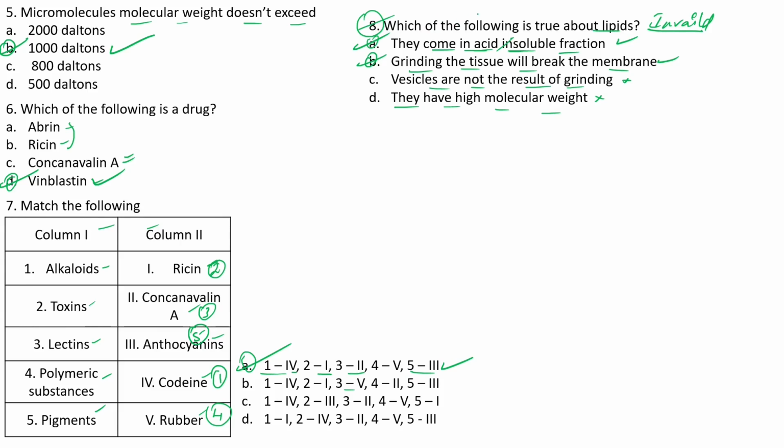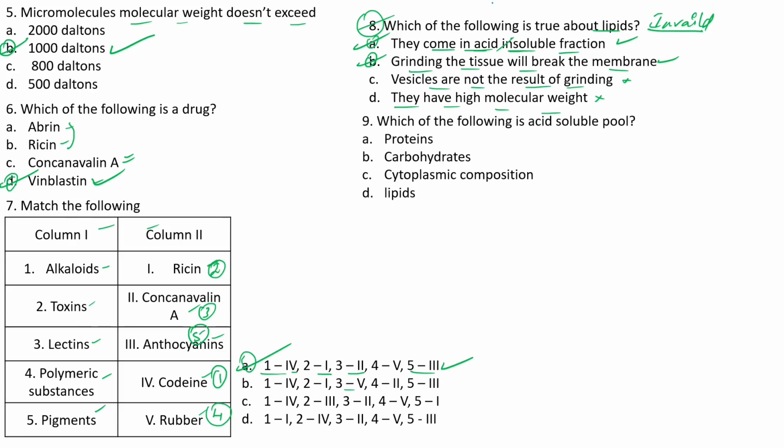Okay, they will make sure that all the questions with the respective options are proper. The next one: which of the following is an acid soluble pool? Proteins, carbohydrates, cytoplasmic composition, lipids. We all know the cytoplasmic composition mainly belongs to the acid soluble pool.